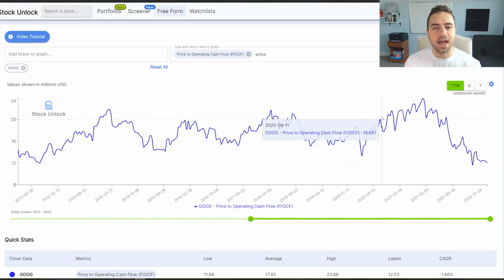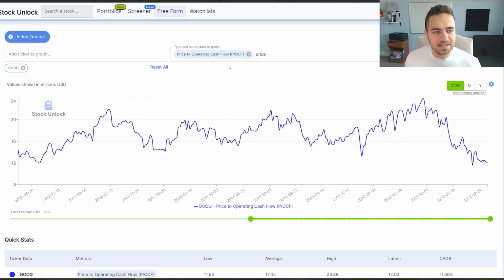So the first thing that I actually like to do is head over to the stock that I want to run a discounted cash flow calculation on. And for our first example, we are going to be using Google. I go over to Stock Analog's freeform tool, and I put in the price ratio that I'm going to be projecting out and the metric that I'm going to be projecting out in the future.